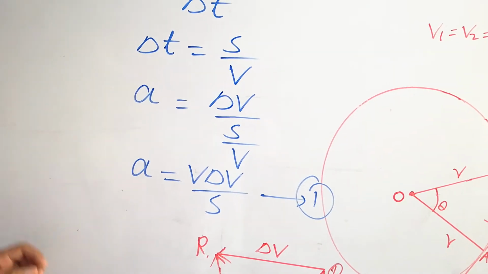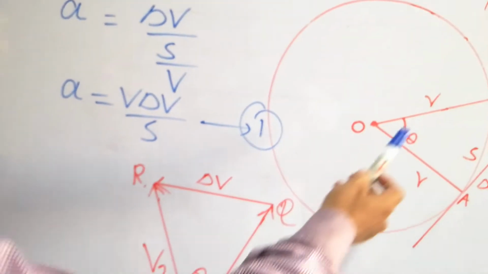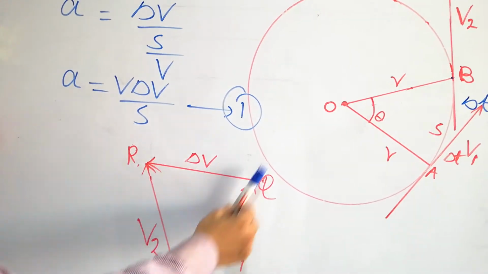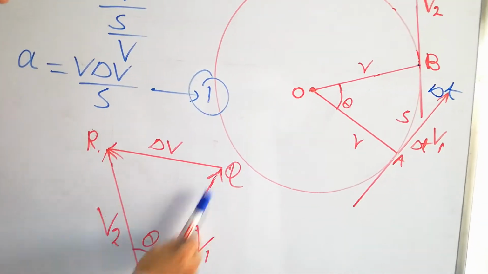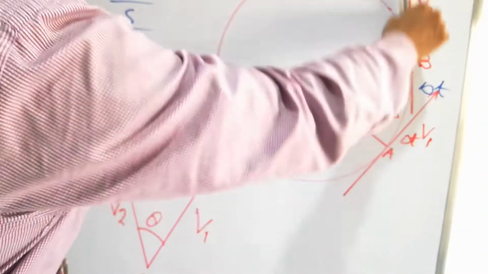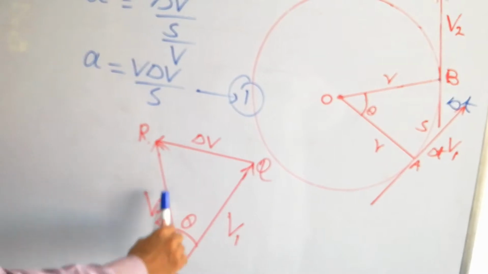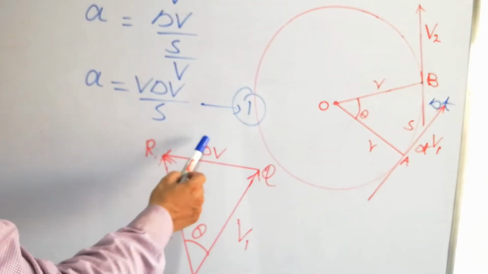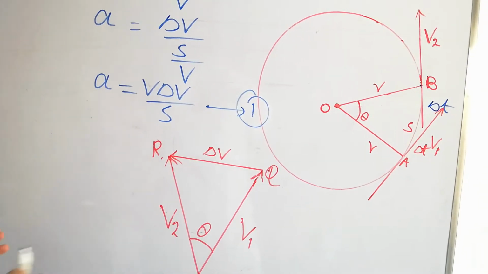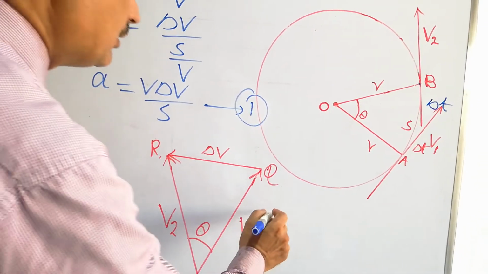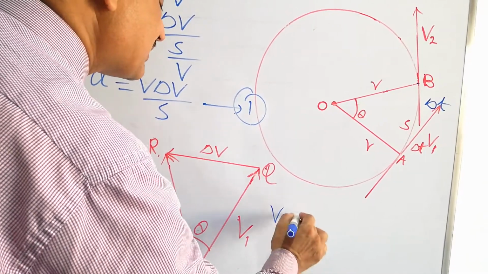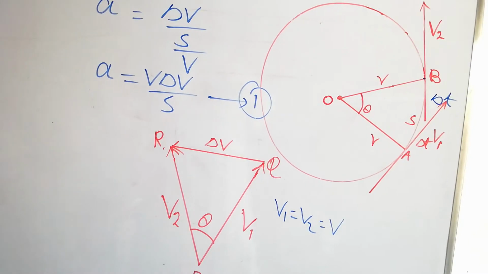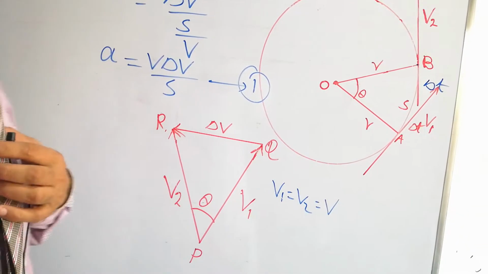We draw this diagram from this one. That is V1. We take V1 in the same direction, like that. Now come to V2. That is V2, in the same direction as that. And QR is the change in velocity. I have already told you that the magnitude of velocity, I mean speed, is the same. V1 = V2 = V. Students, V1 = V2 = V.